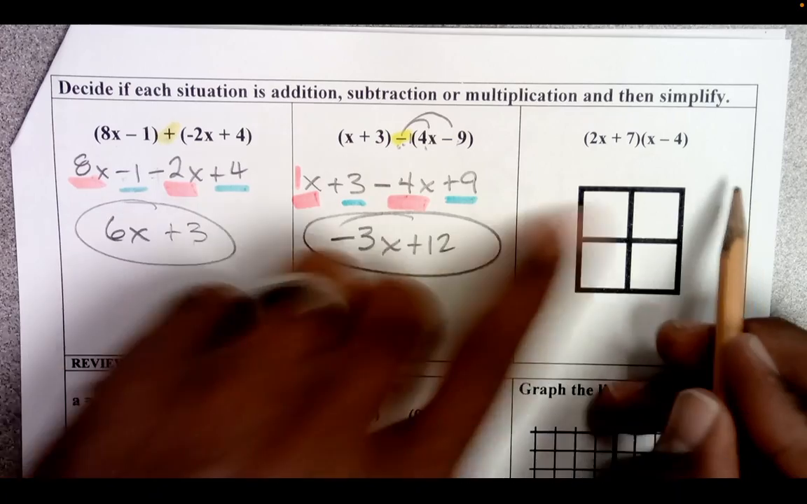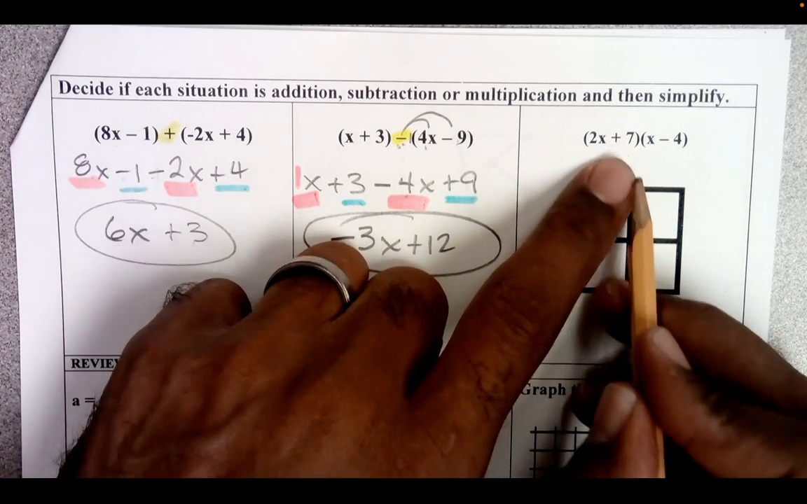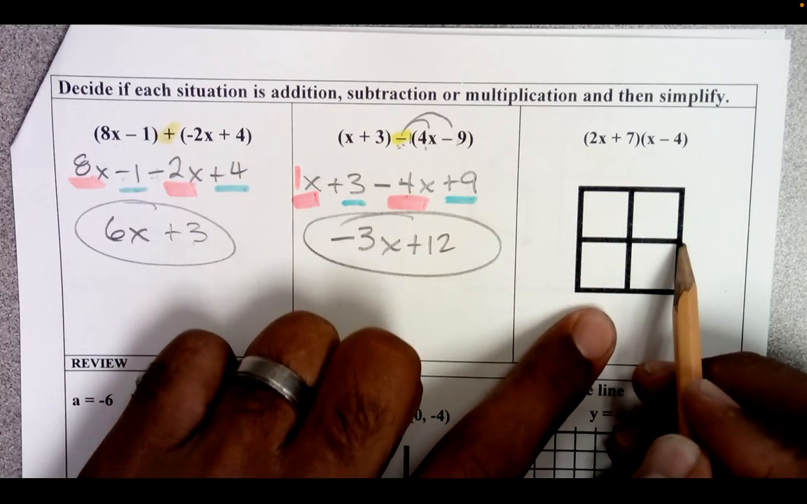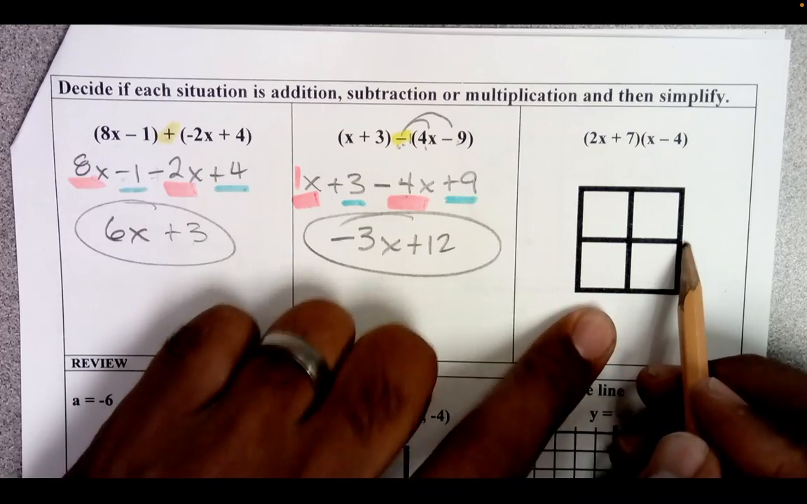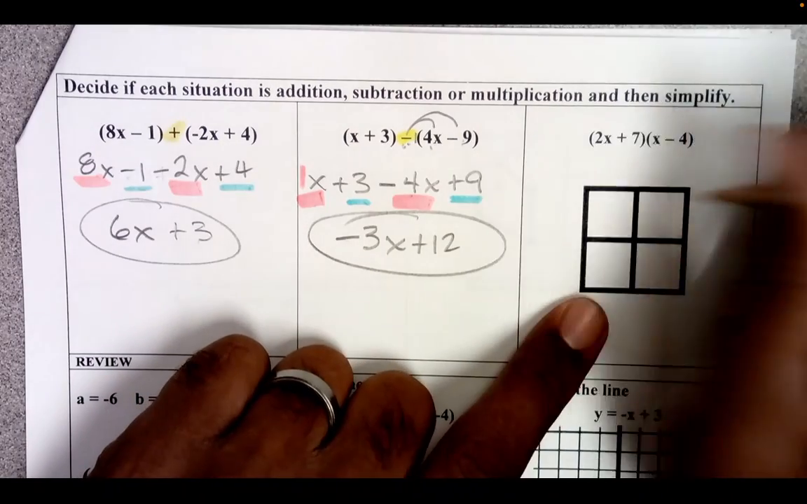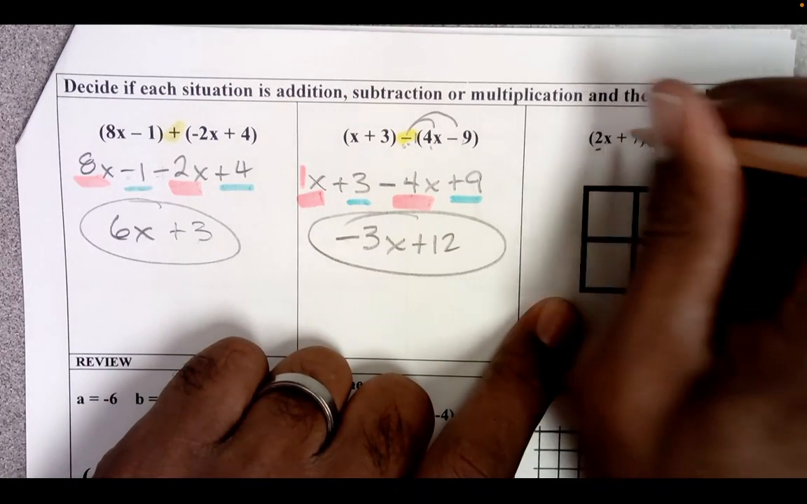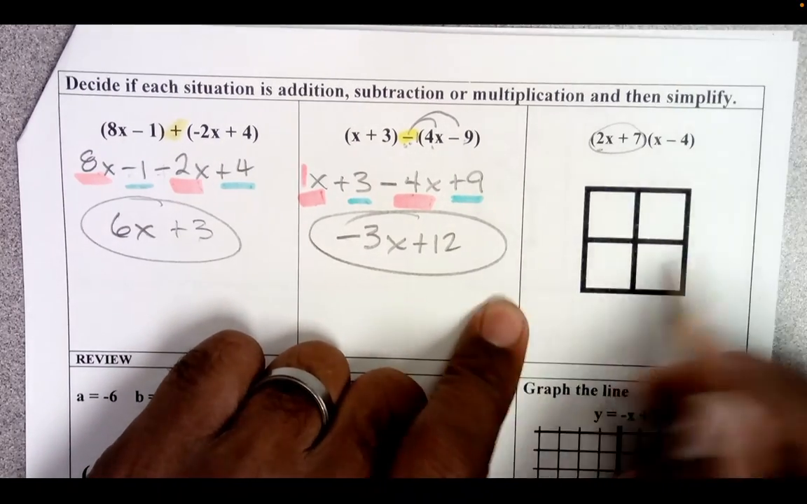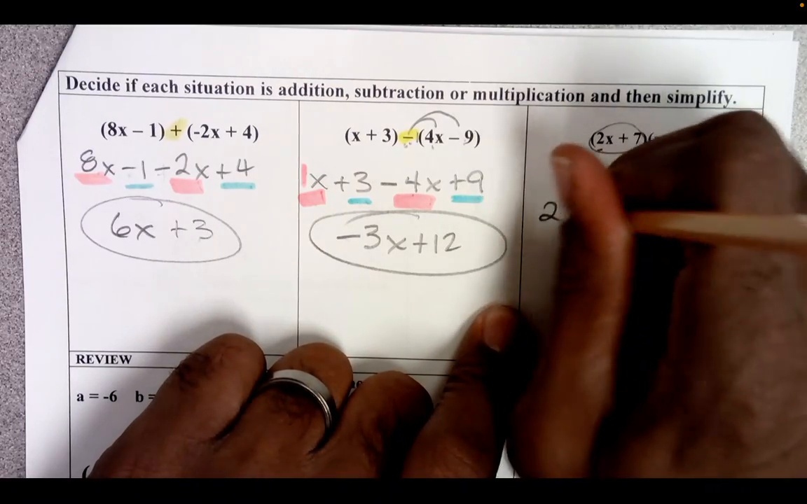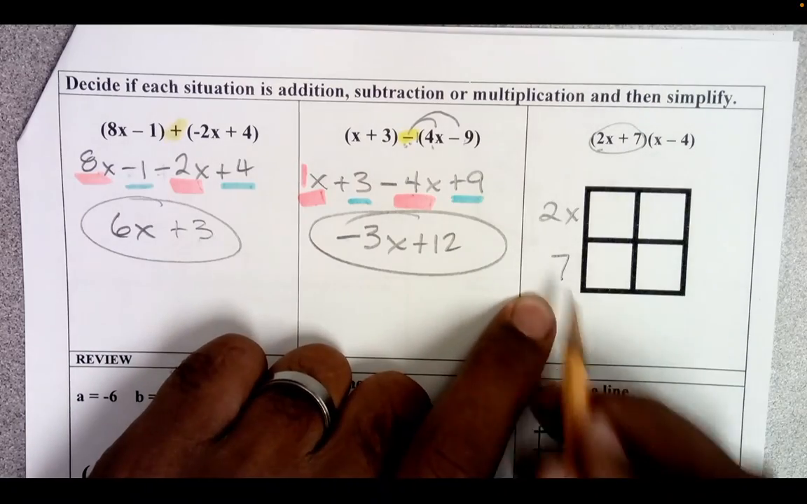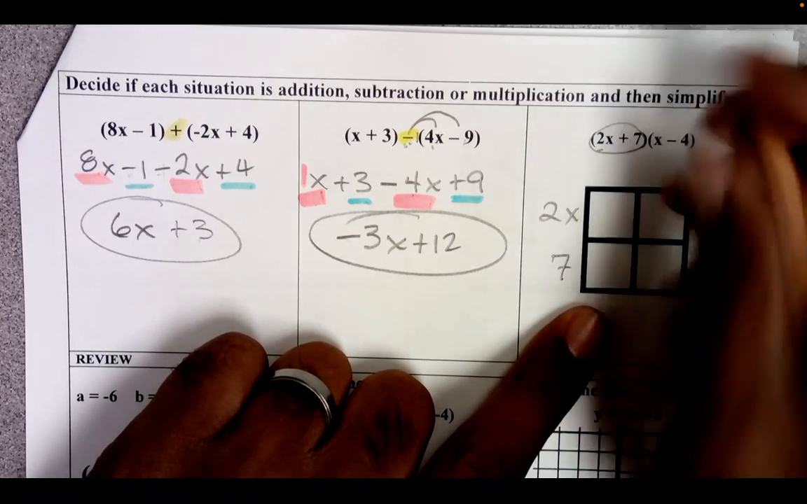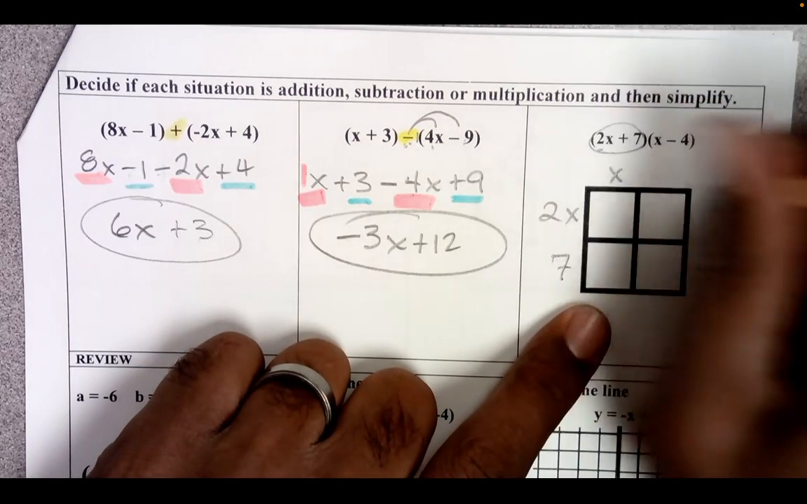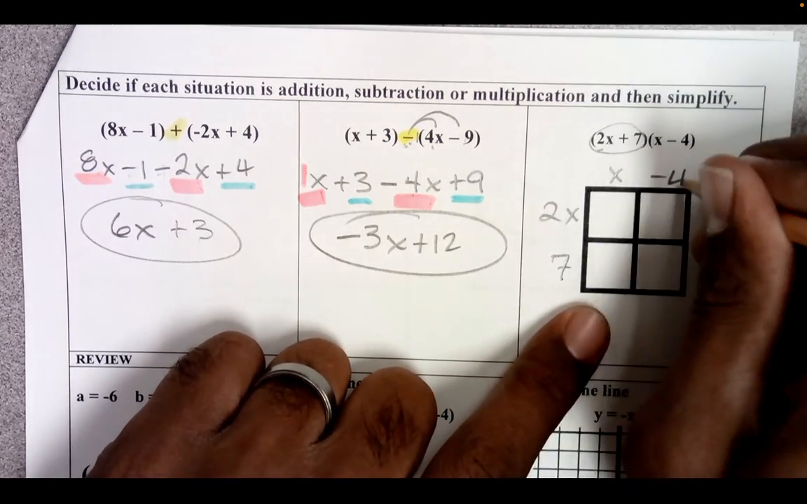Now, again, if there's nothing in between, you know you're going to multiply. You can see I already set up a box. It's kind of a clue and hint to let you know, hey, we're going to do multiplication. So remember, on the left, I take one set of parentheses that goes on one side, so 2x and plus 7. This is a lot like what we did on the second page. And then x and minus 4.